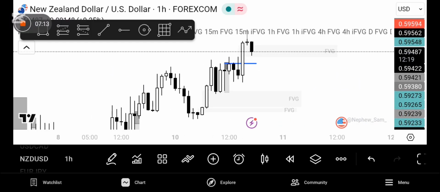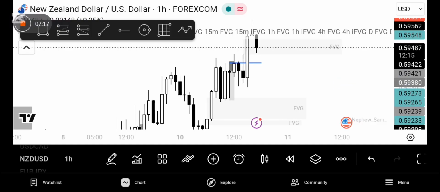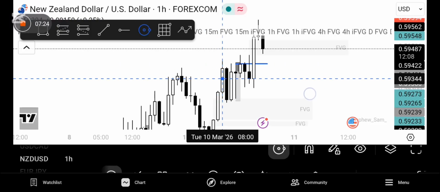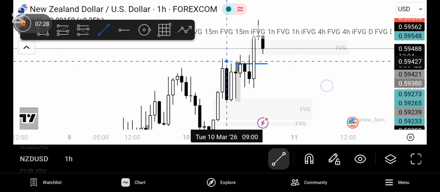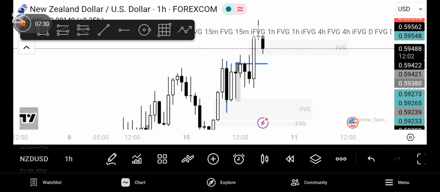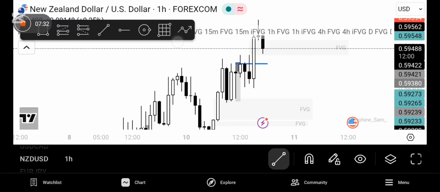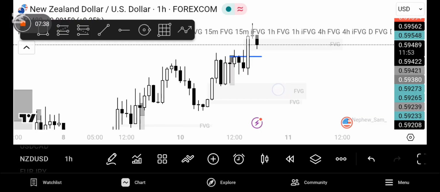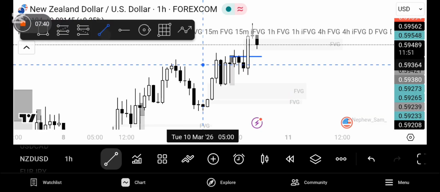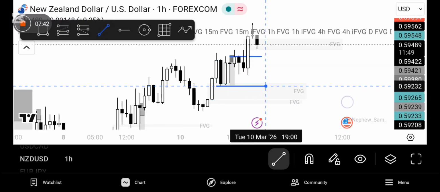But then again, I saw this particular bearish candle, quite bearish, right? It closed below this one I'm talking about. I saw it. I'm like, okay, this market might want to come back and tap this fair value gap here, this particular fair value gap, right? This area.